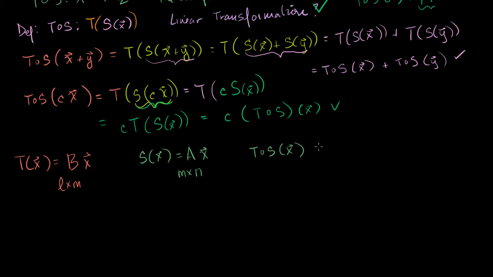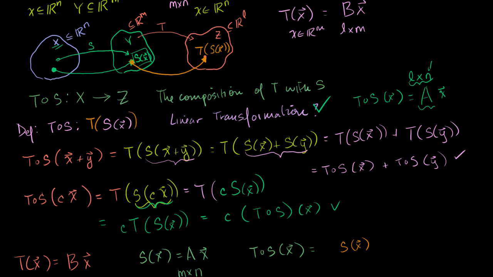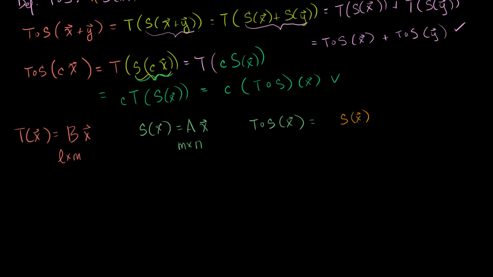What is this? By definition, we said that this is equal to, you first apply the linear transformation S to X, and I'll arbitrarily switch colors. So you first apply the transformation S to X, and that essentially gets you a vector right there, right? This is just a vector in Rm, or it's really a vector in Y, which is a subset of Rm. And then you apply the transformation T to that vector to get you into Z. So then you apply T to that.